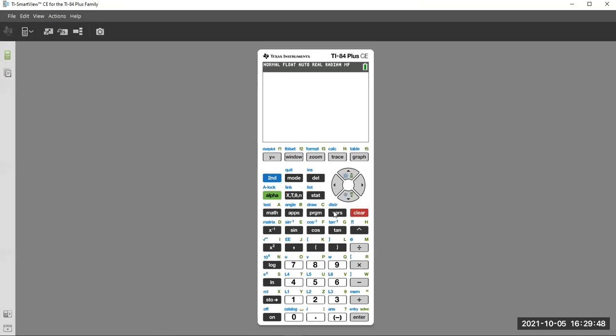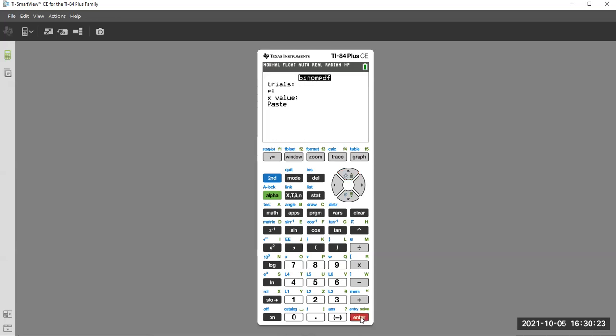So the distribution key is right up above the vars key. You see it there, DISTR, right up above the vars in blue. So second distribution, and we actually use a fair number of things on this menu. So there's my binomial PDF. So there you see it with the parenthesis and everything. I'll hit enter.